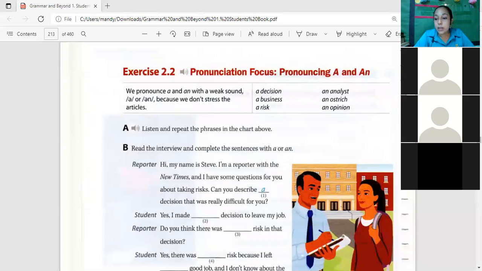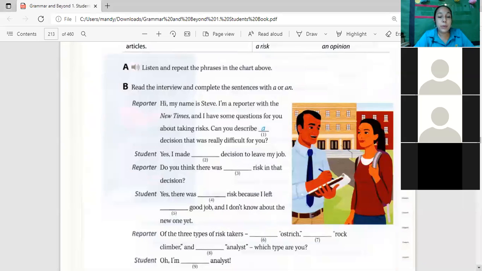Now let's complete this part. This is an interview, and we complete the sentences with A or AN. We have the reporter and the student. Hi, my name is Steve. I'm a reporter with the New Times, and I have some questions for you about taking risks. Can you describe a decision that was really difficult for you? Yes, I made, in that case, what is the article that we use? I made a decision to leave my job.